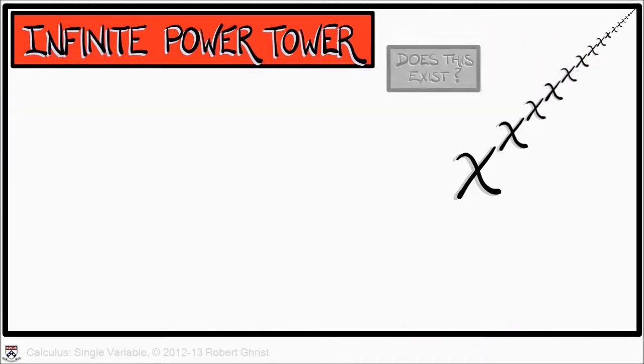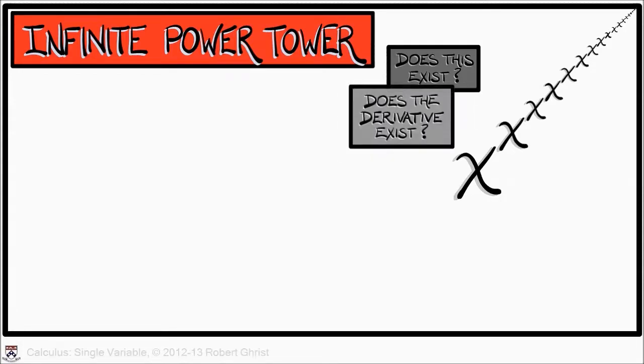Now, we're still not done. We haven't answered the question, does this function actually exist? If it does, does its derivative exist? Just because you can compute something that seems to be a derivative does not mean that the function is in fact differentiable. There are limits to be computed in order to prove this.